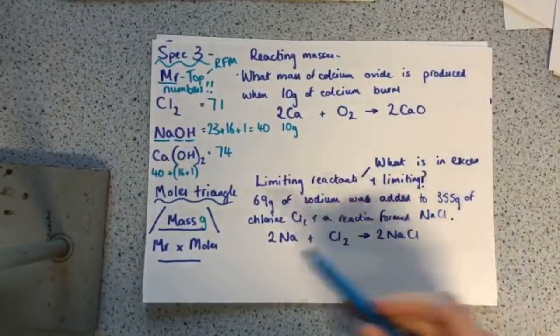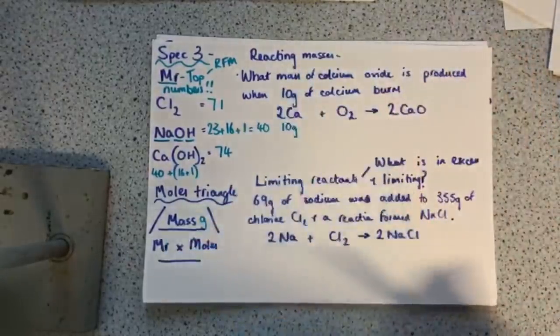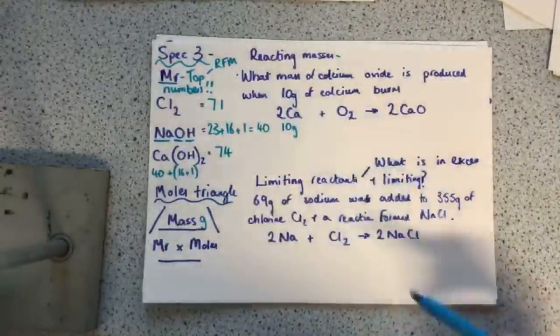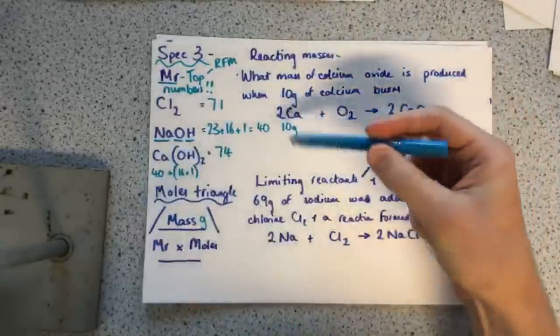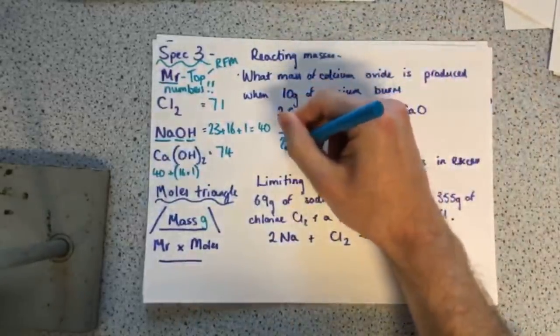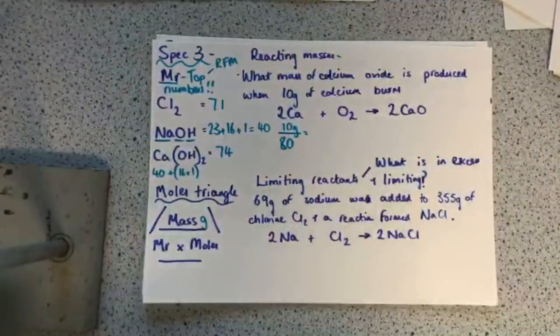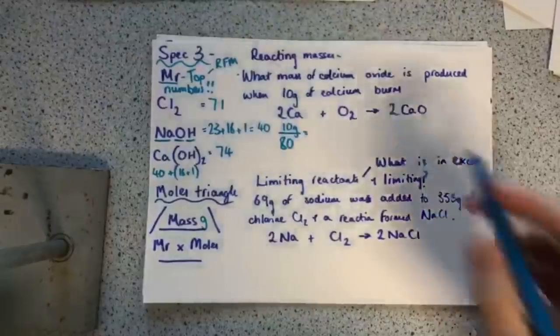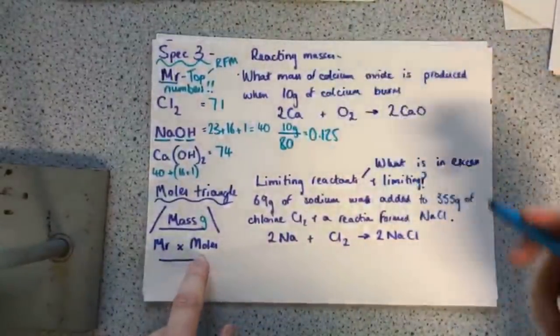And then what we need to do is use our moles triangle. As you can see, we've got 10 grams, which is our mass, and we're going to divide that by the MR of calcium. The top number of calcium, as we know, is 40. There's 2 of them, so we multiply it by 2 to get 80. So we do 10 divided by 80, you get 0.125. What we've just calculated there are our moles.